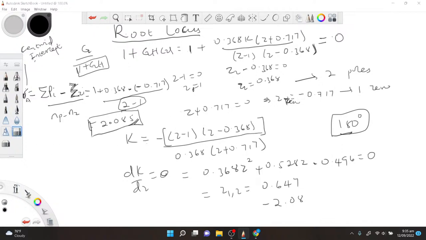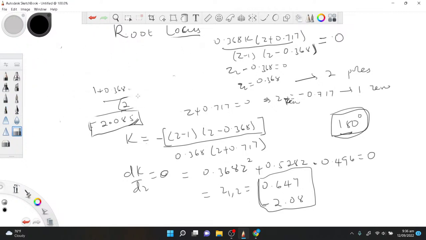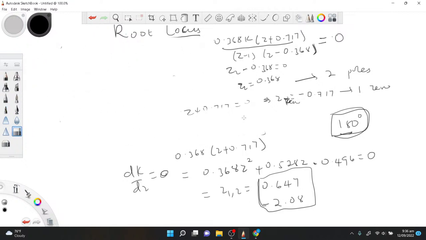Okay, so we've gotten all the things we need. We've gotten our breakaway and break-in points. We know the angle of asymptote, we know the intercept, we know the poles and zeros. So we can draw our root locus. Let's draw our root locus here, the root locus in the z plane.